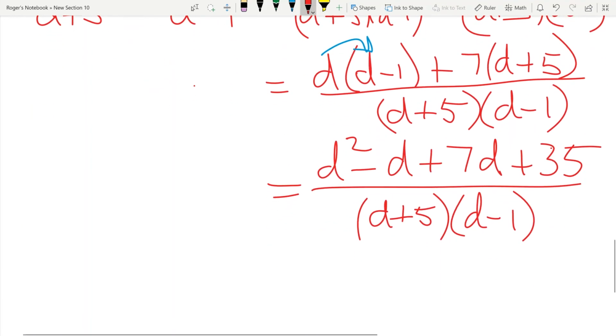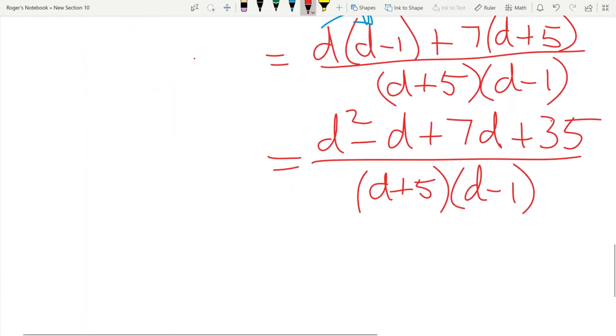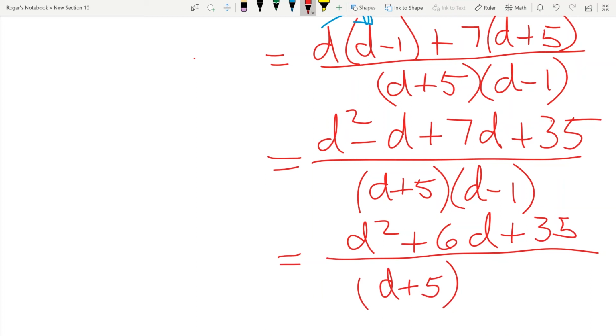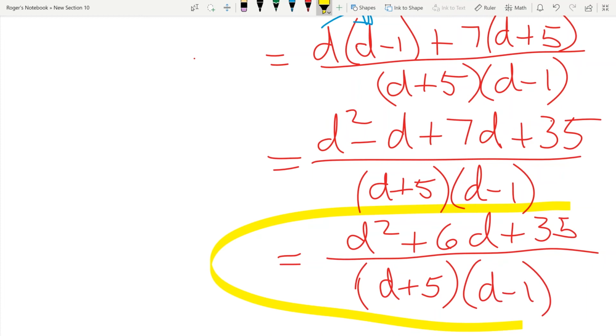Collecting some terms in the numerator, minus d plus 7d is plus 6d. So this will become the following: d squared plus 6d plus 35, all divided by d plus 5 times d minus 1. There you go. That's your answer right there. We've added the two fractions together.